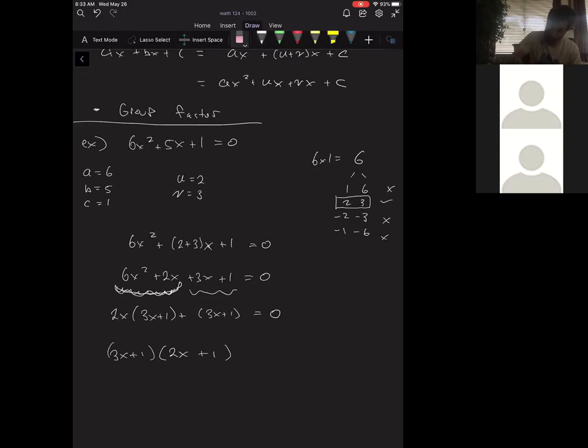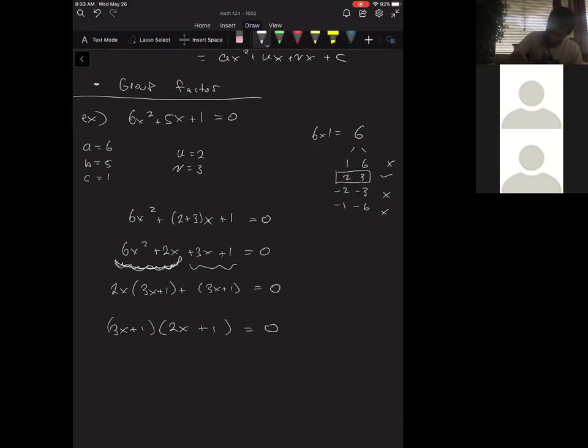Okay, and so now we're done. We just factored it. So this is set equal to 0. And now we set both of the pieces equal to 0.